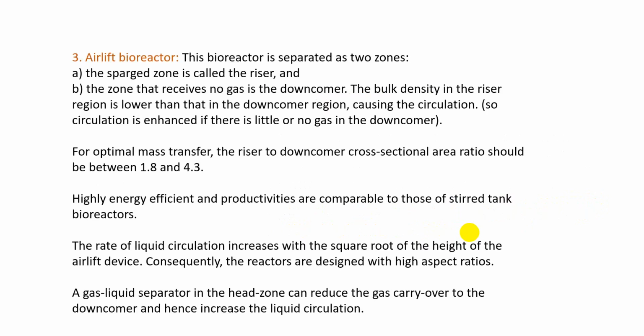The third type of reactor is the airlift bioreactor. This is separated into two zones. First is the sparged zone, which is called the riser, and the zone that receives no gas is the downcomer. The bulk density of the riser region is lower than that of the downcomer region, causing the circulation. So the circulation is due to the difference in the bulk densities of the riser and the downcomer regions.